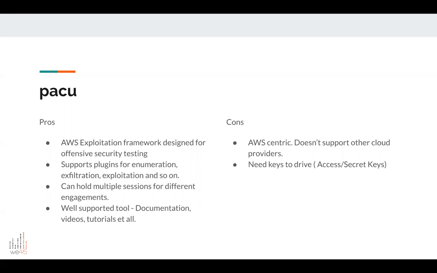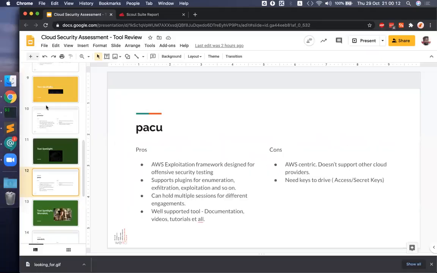Coming to the cons, as I mentioned, this is very, very AWS centric, and I don't think it supports other cloud service providers at the moment, but I'm sure that the development team would be looking into expanding the coverage for other service providers as well. But this is definitely a tool, if you are an AWS shop, I would highly recommend using Pacu, especially as part of your red team engagements, to try and see if they can launch any sort of attacks on your application.